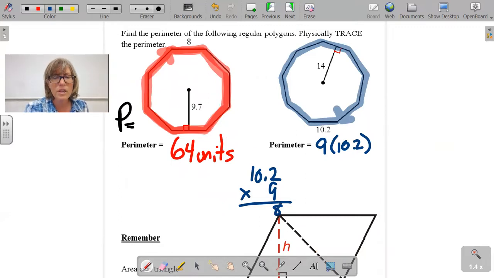It's going to be 18, carry the 1. 9 times 0, that's 0 with the 1. 9 times 9. So we get 91.8 units. Physically trace your perimeters. Always physically trace your perimeters.